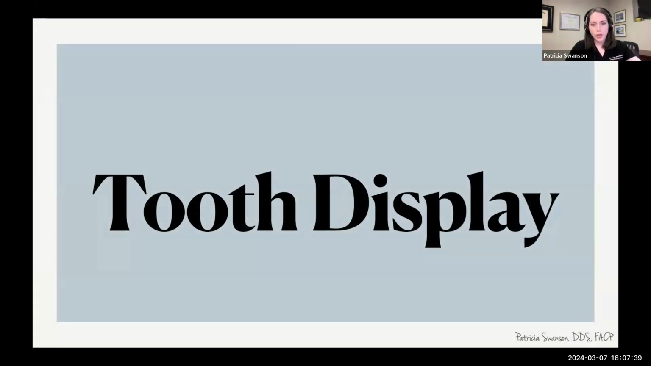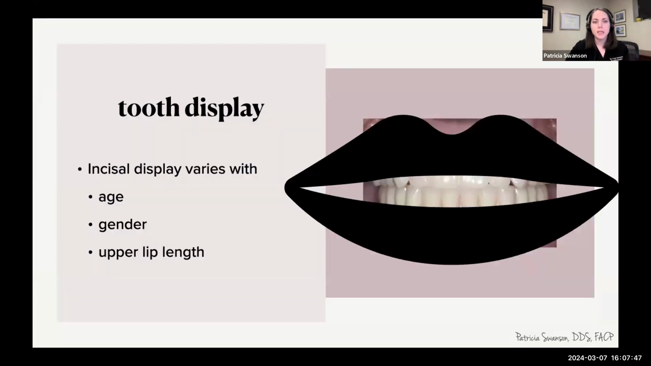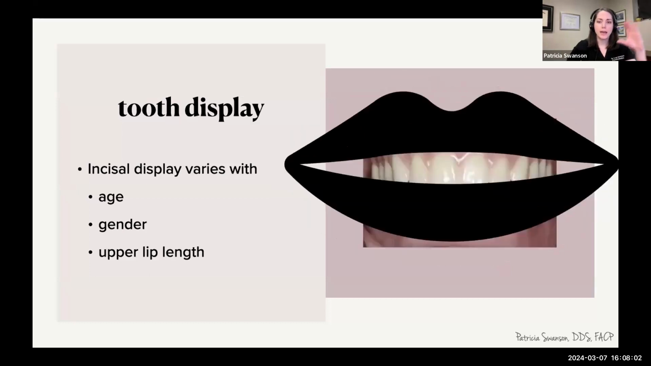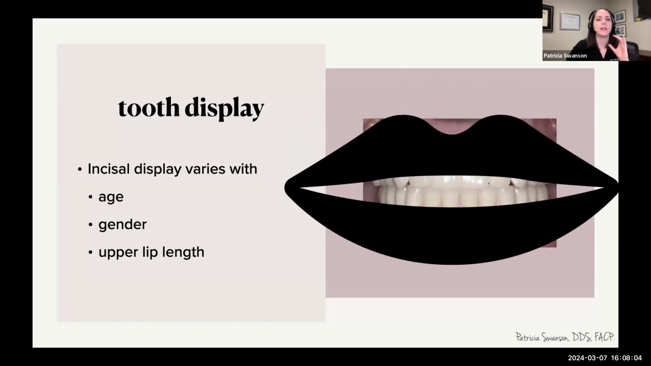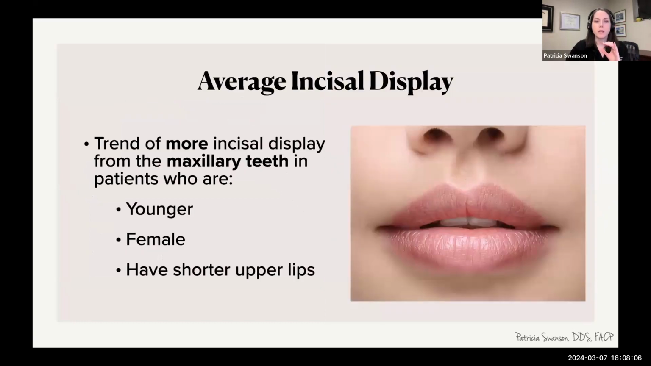So of course, we know tooth display is what we are always talking about with dentures. And as dentists, we always want to jump right into the teeth. So that's why I started with the lips. When we're talking about tooth display, we want to think about how much tooth is displayed at rest in our patients. And this is going to vary depending on the patient's age, their gender, and the length of their upper lip. So that area that's being framed by the lips is going to move around.